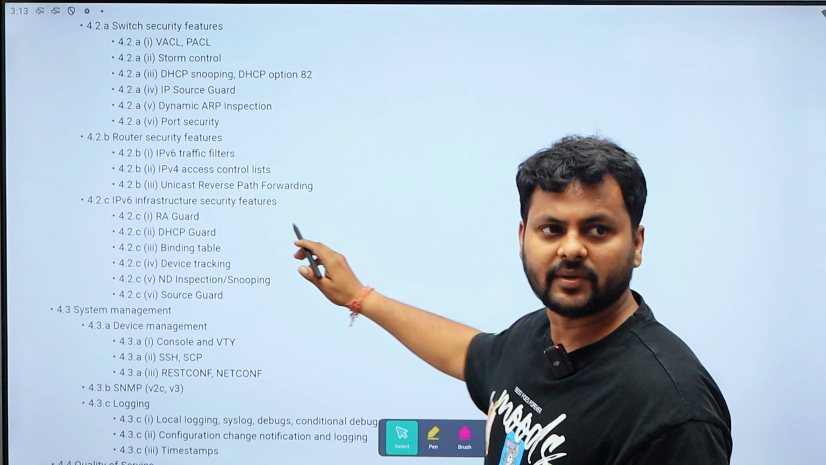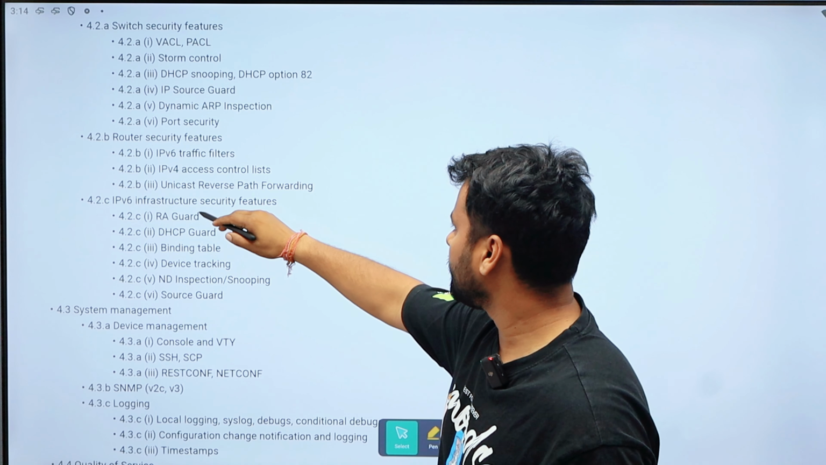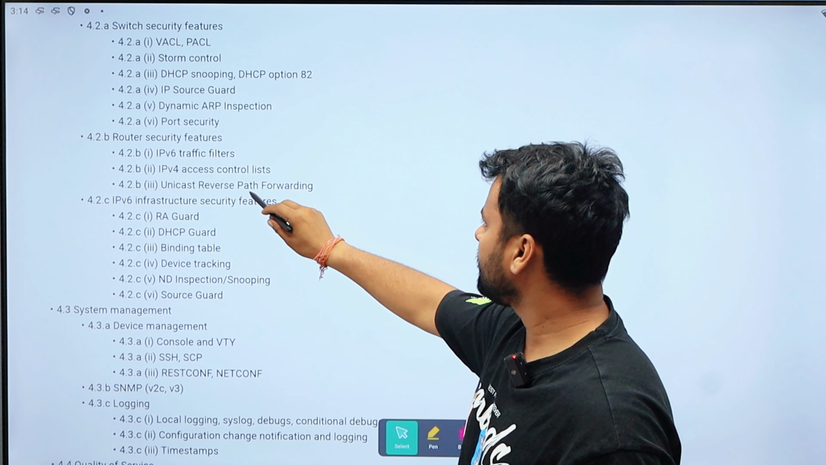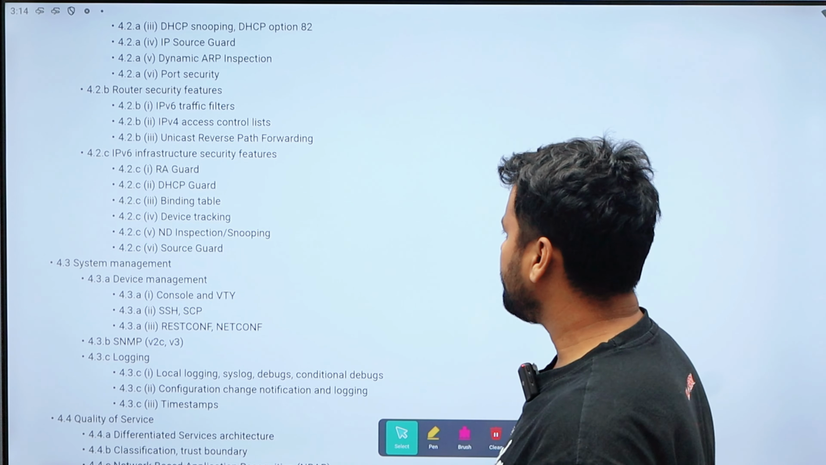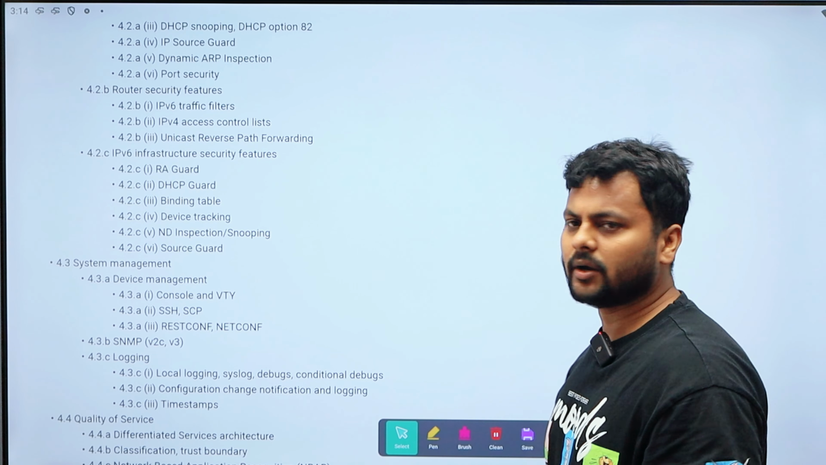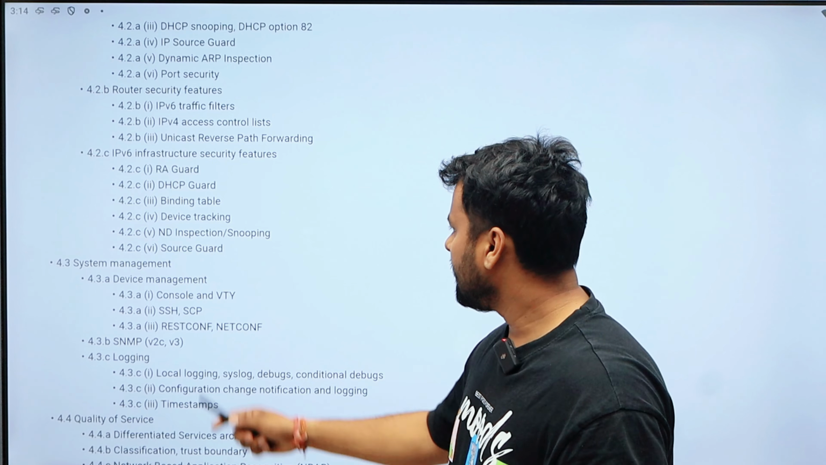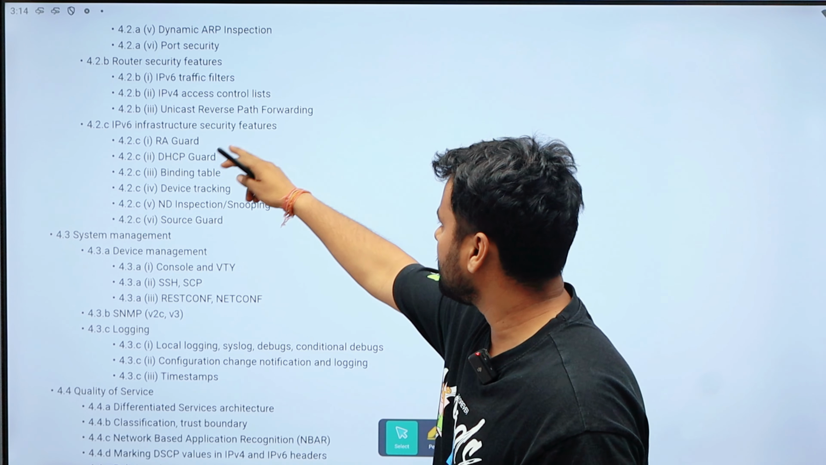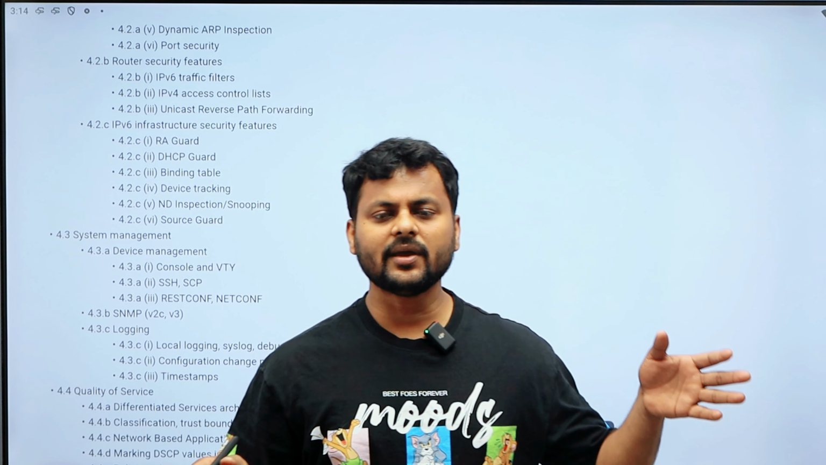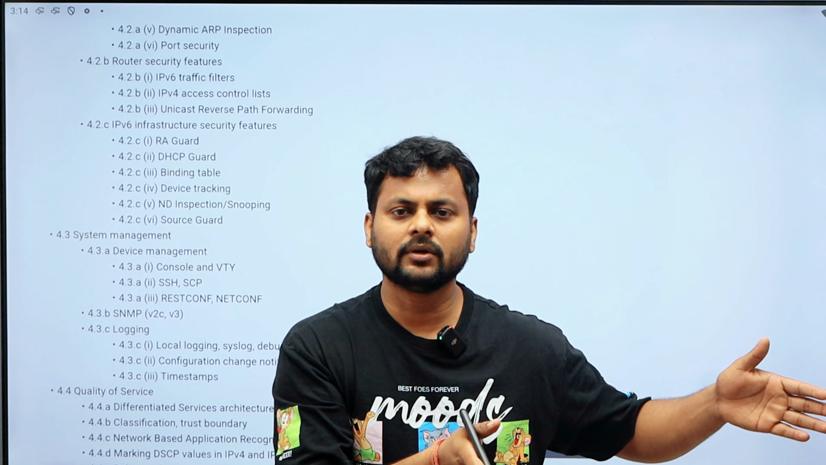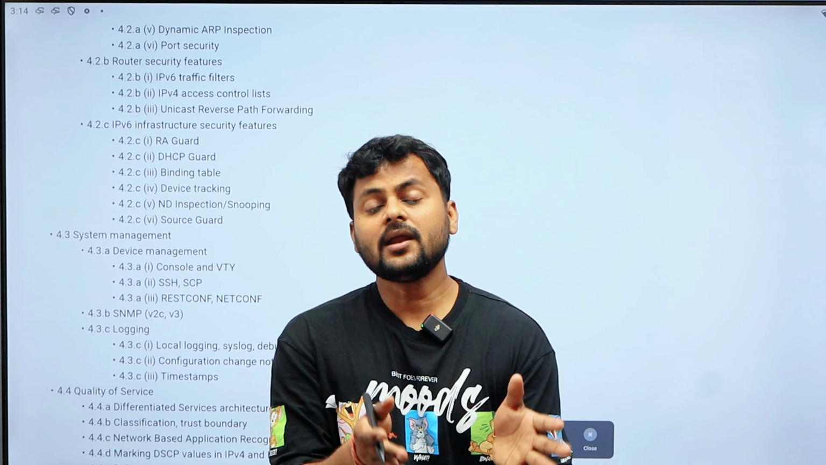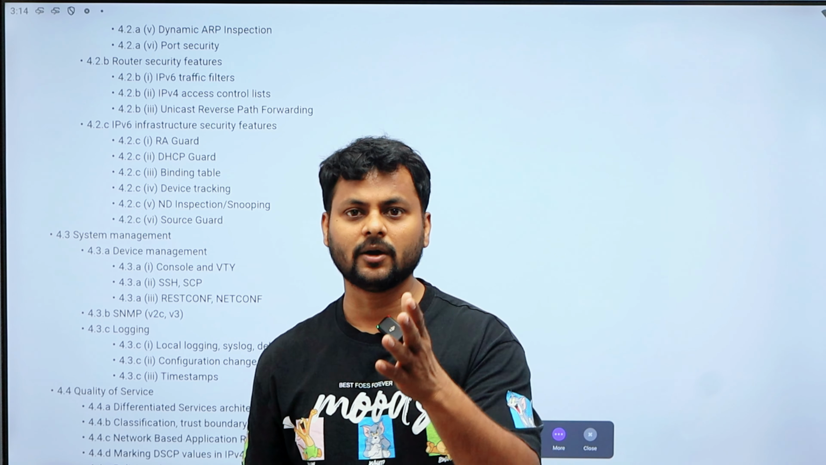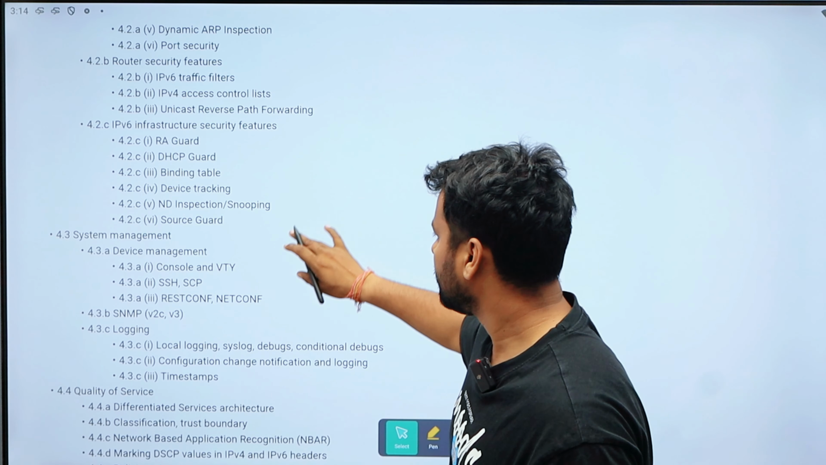Once we have done this part, then we can go with the router security features, where we can talk about uRPF and the access list. Then finally we have IPv6, where we're going to talk about how we can do the DHCP guard, RA guard, ND inspection and a lot of sections in IPv6. So let me tell you that once we cover IPv4 regarding all the routing protocols like OSPF, EIGRP, BGP, MPLS, then once we have done all this part, we'll come to IPv6.